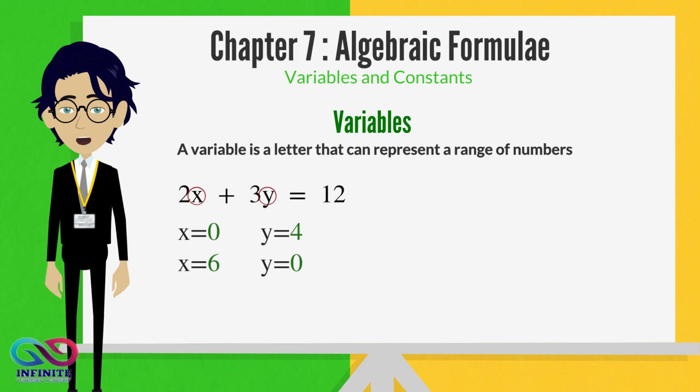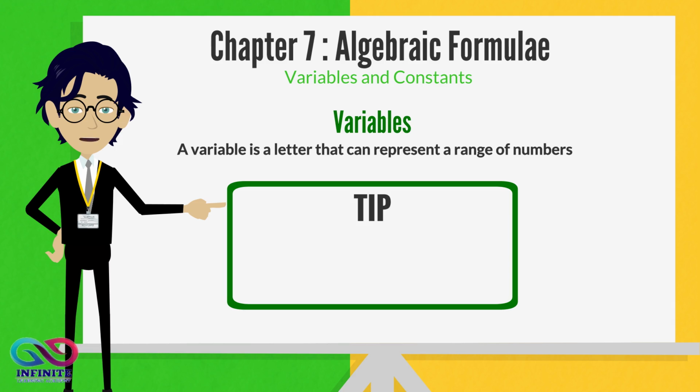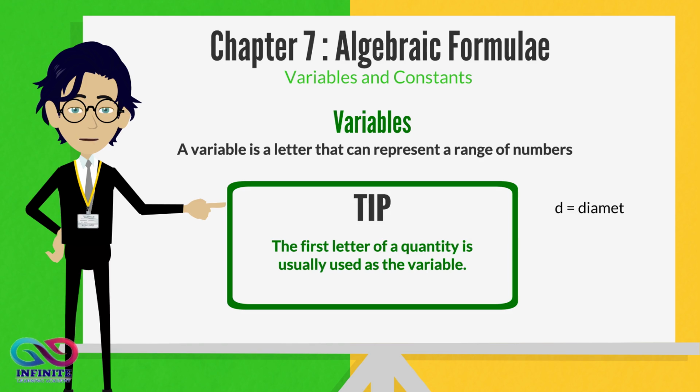Before we move on to constants, let's look at a tip about variables. The tip is that the first letter of a quantity is usually used as the variable. For example, the variable for the diameter of a circle is d, while a capital P is used as the variable for perimeter.